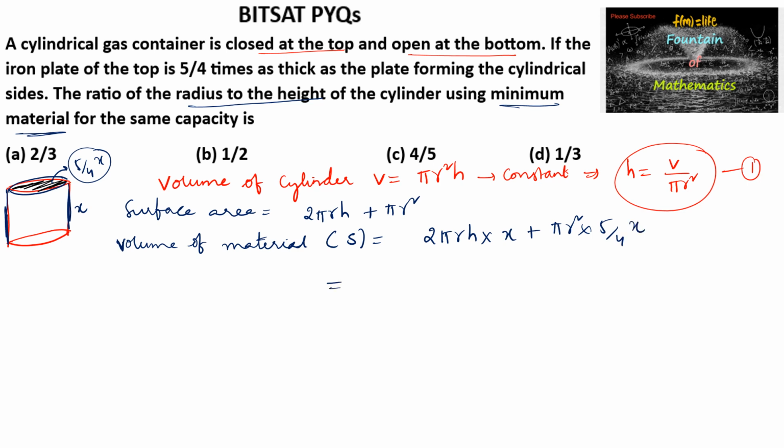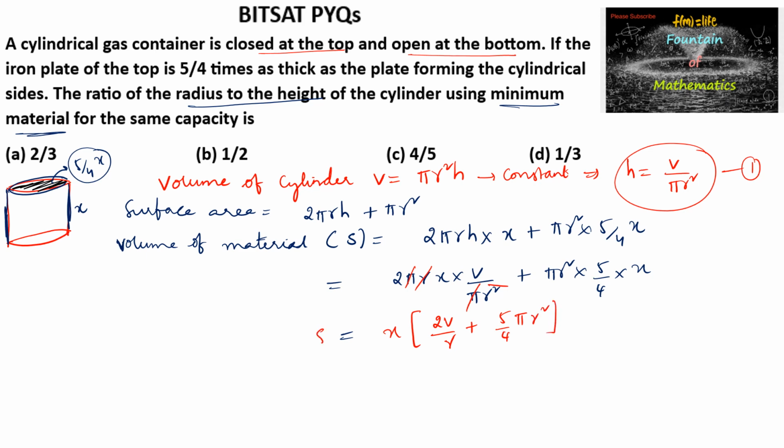And we can also use from 1, 2 pi r into x into h is equal to V upon pi r square plus pi r square into 5 by 4 into x. So here we can simplify and cancel. We can take x common, 2V upon r plus 5 by 4 pi r square, and this is the volume of the material.